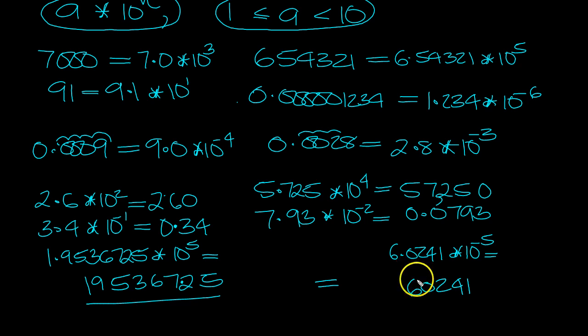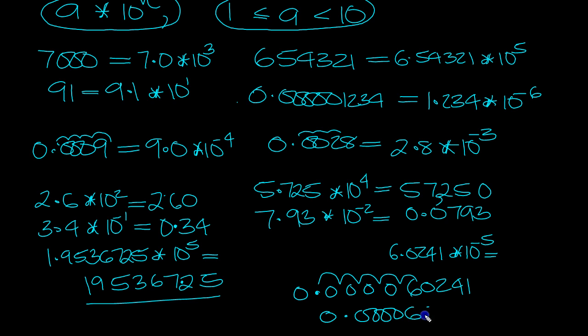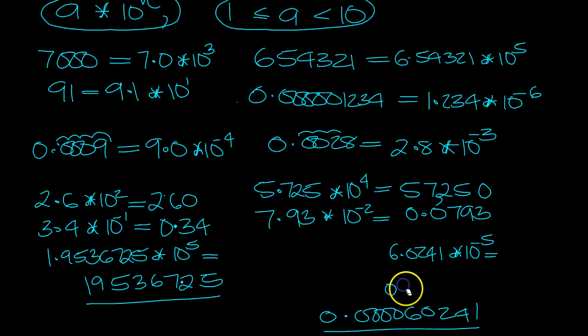60241, and the decimal point's got to go from here back 5 times. Once, twice, 3, 4, 5, and there's the decimal point. Okay, good. So let's put in the zeros to keep it in its place. There's 1 there, 1 there, 1 there, 1 there. So it's 4 zeros, so it's 0.0000. So tidy it up then. 60241. Good. That's fine. So that's scientific notation, isn't it?